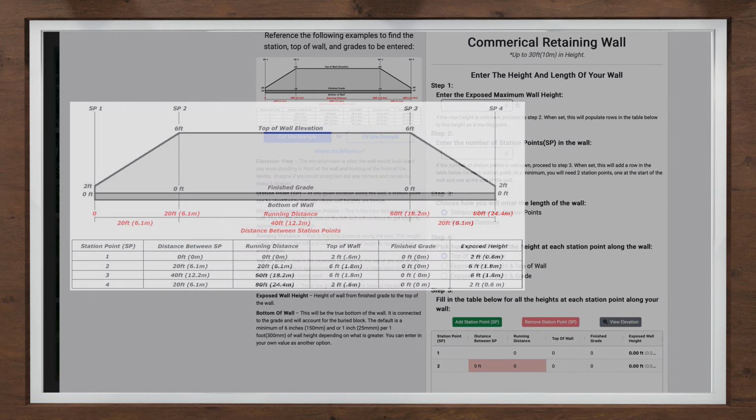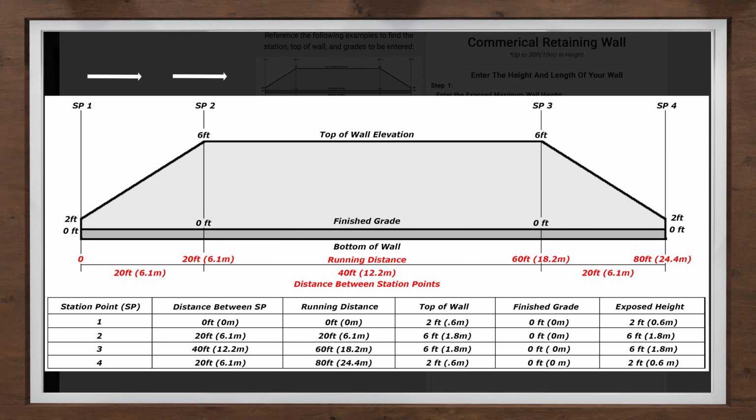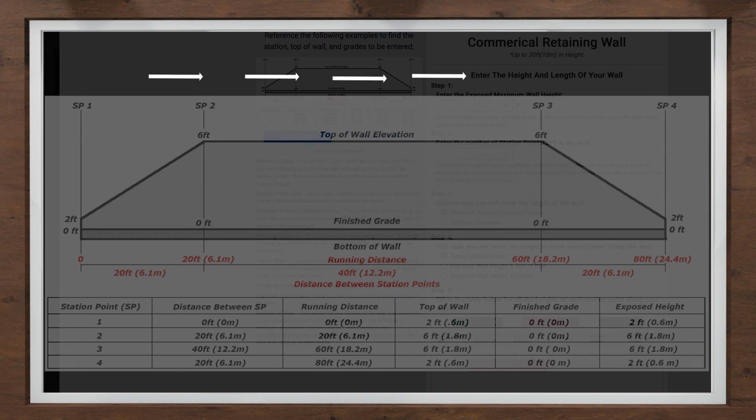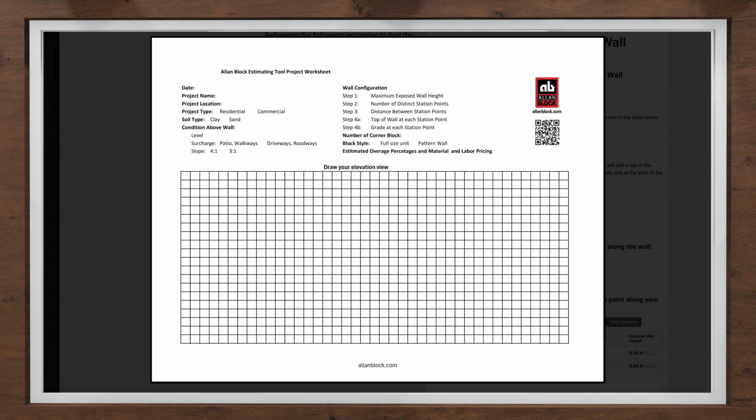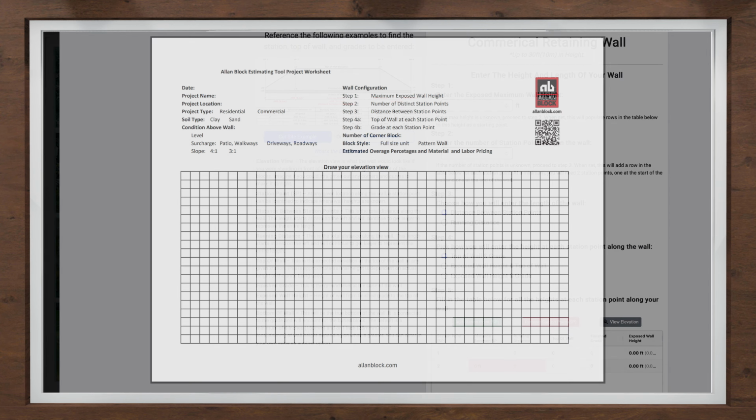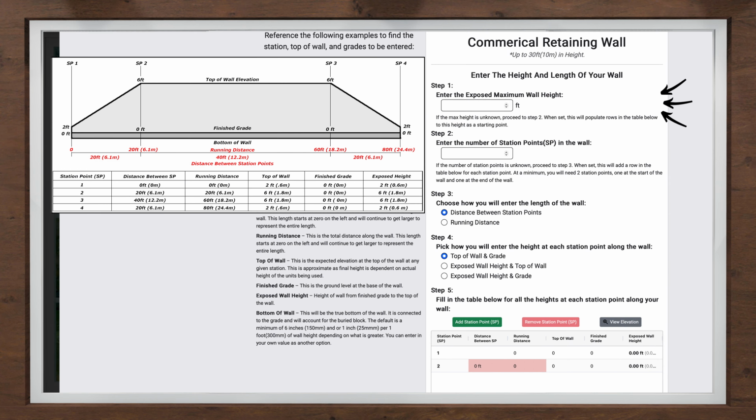To define the elevation view of the wall, start with the beginning of your wall on the left and work your way to the right. We have a project worksheet that you could use to sketch out how you want your wall to look that may be helpful as you step through defining your wall profile. Step 1 asks for the exposed maximum height of the wall. This is the distance between the finished grade and the top of the highest part of the wall. Once you type in the number and hit enter, this will be used to autofill the top of wall cells in the table below as well as the exposed wall height.